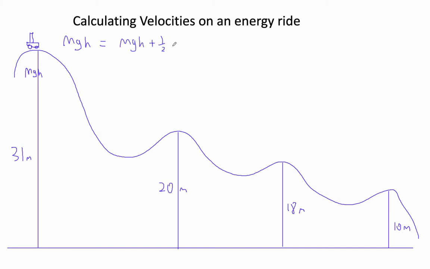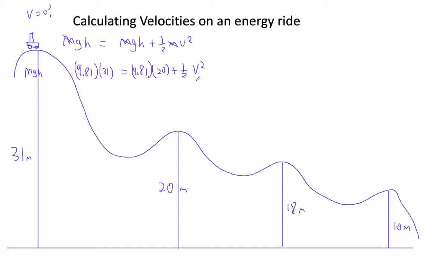plus 1/2 mv squared. So we're just going to say that the velocity is 0, right? Even though it's really not, okay? And so what you do then is you just cancel the mass, because of course we don't know the mass. Now we could make something up, but we don't have to, right? And now we're set. Now we can go 9.81 times 31 equals 9.81 times 20 plus 1/2 v squared. Then we can solve for the v, right?